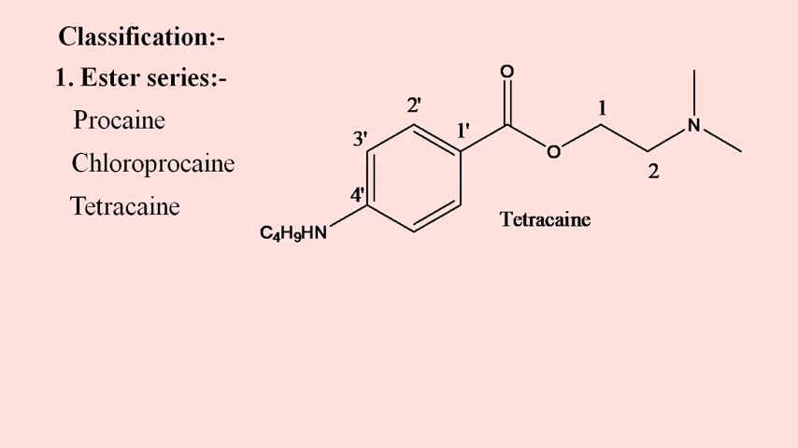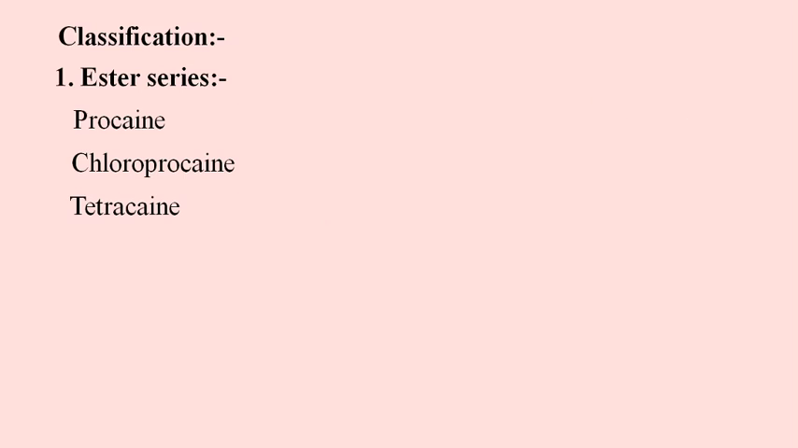Tetracaine is a long-acting amino ester. It is significantly more potent and has a longer duration of action than procaine. Tetracaine may exhibit increased systemic toxicity because it is more slowly metabolized than the other commonly used ester local anesthetics. Currently, it is widely used in spinal anesthesia when a long duration of action is required.